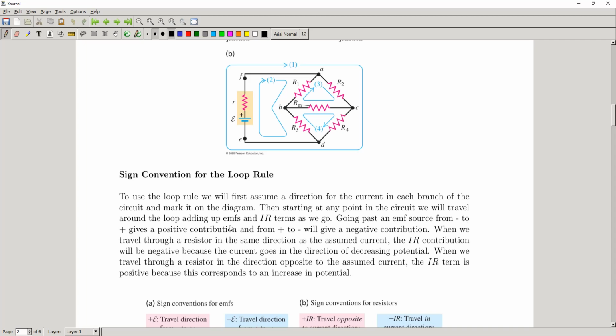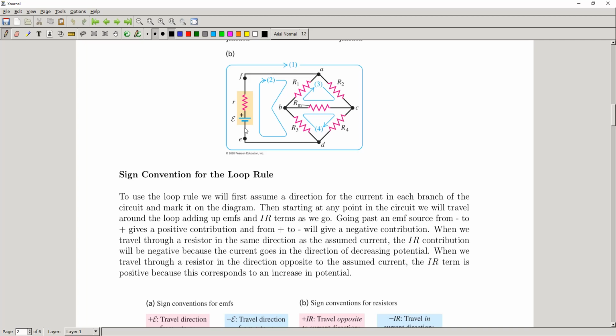So when we go from negative to positive, we're going to pick up a positive contribution of that EMF, the value of that EMF with a positive sign. This is because we're going from low potential to high potential. So we can think of ourselves as going uphill in terms of potential, and so that term is going to be positive. When we go from positive to negative, let's say we go across the EMF in the other direction, this is going to give us a negative sign as we add that contribution, because we're going from high potential to low potential.